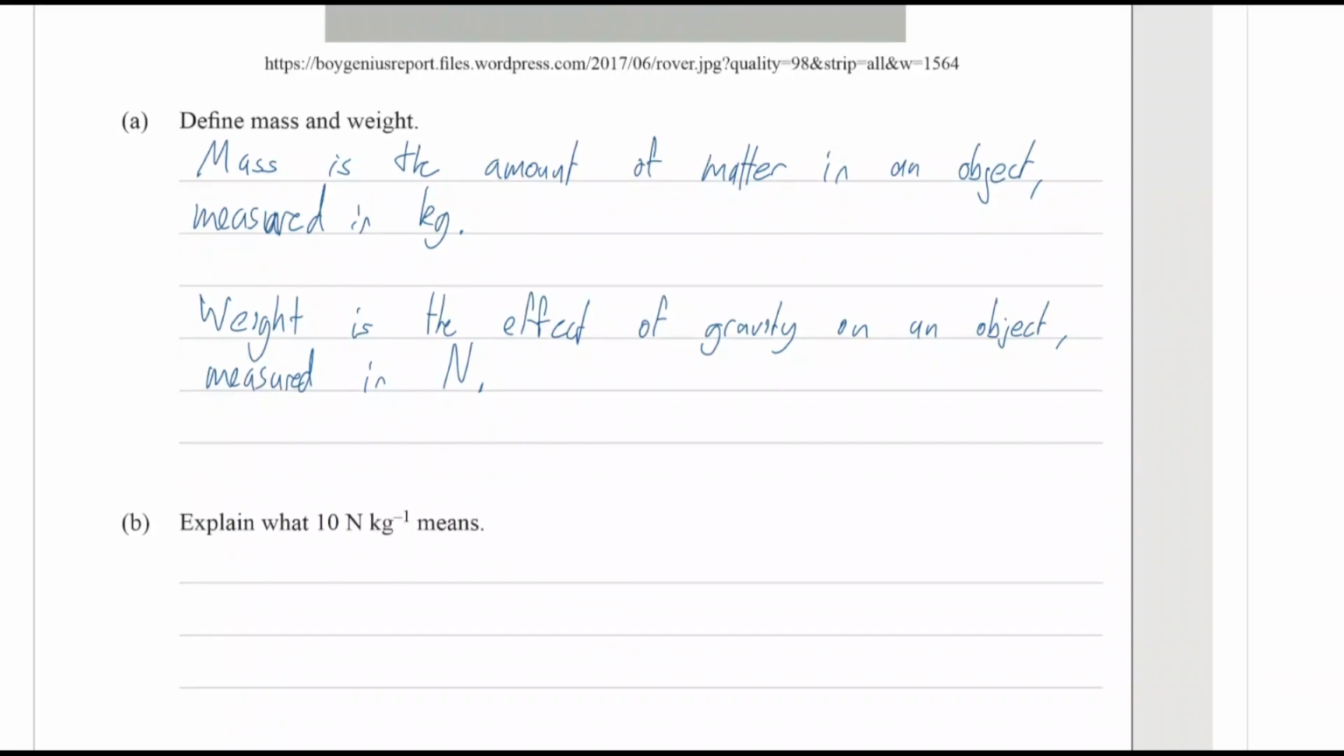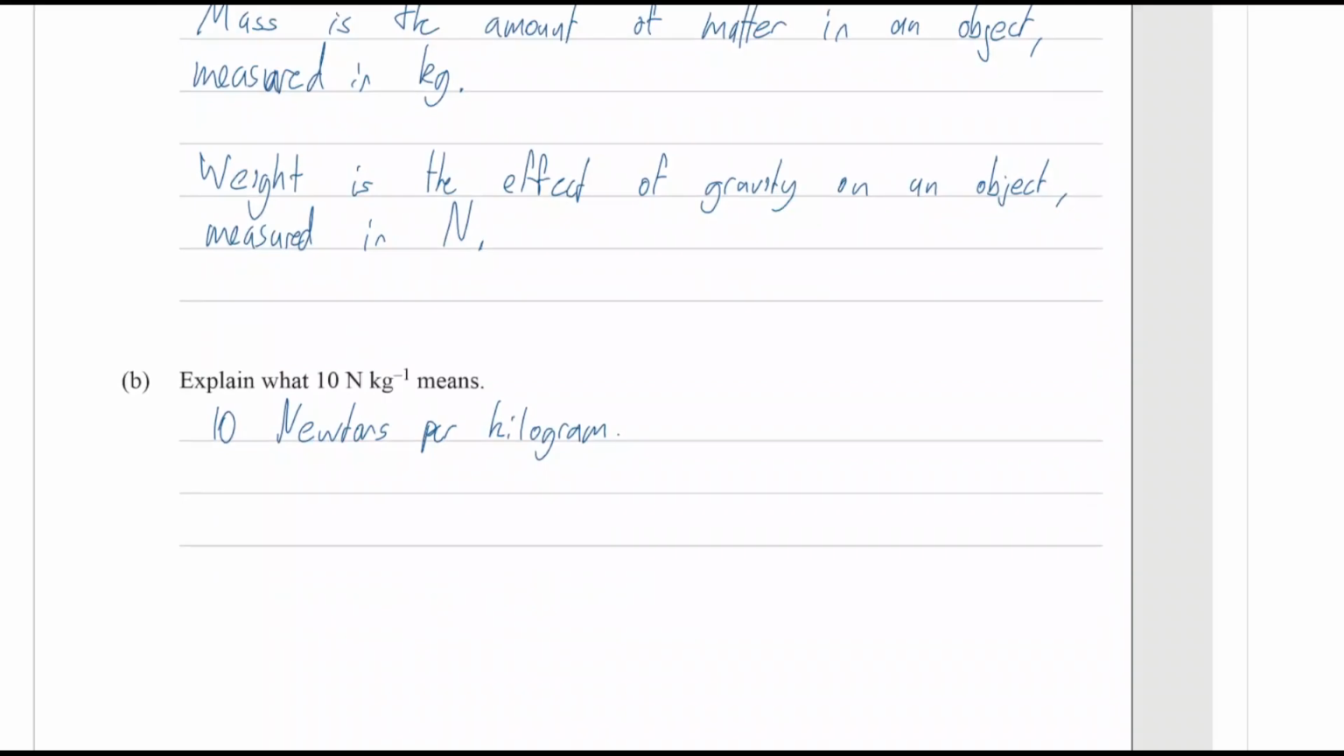All right. Now explain what 10 newtons per kg means. Well, that is 10 newtons per kilogram. Just putting it into words. But what does that mean? So for every 1 kg of matter, there's 10 newtons of force acting on it. So for every 1 kg, there is 10 newtons of force acting on it.